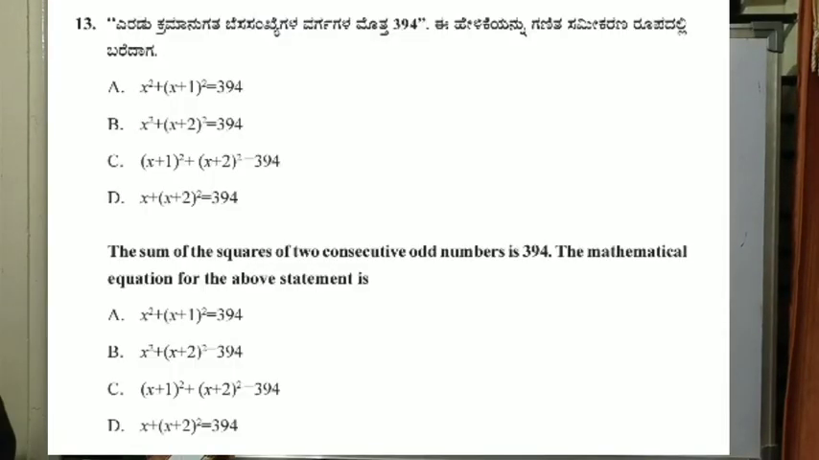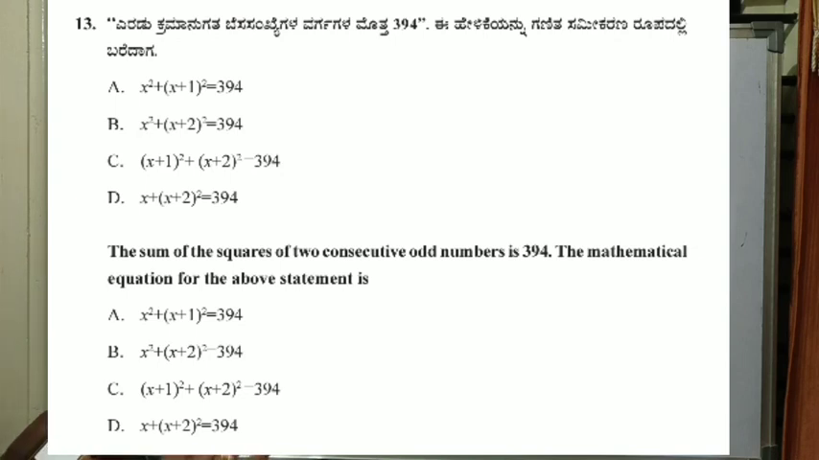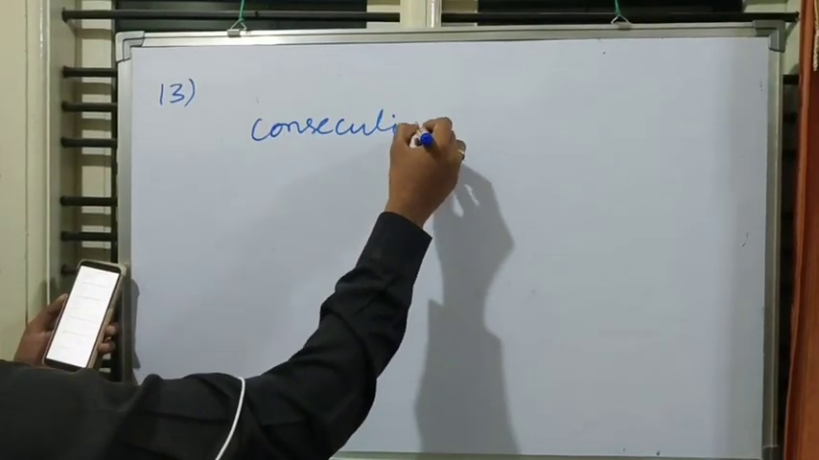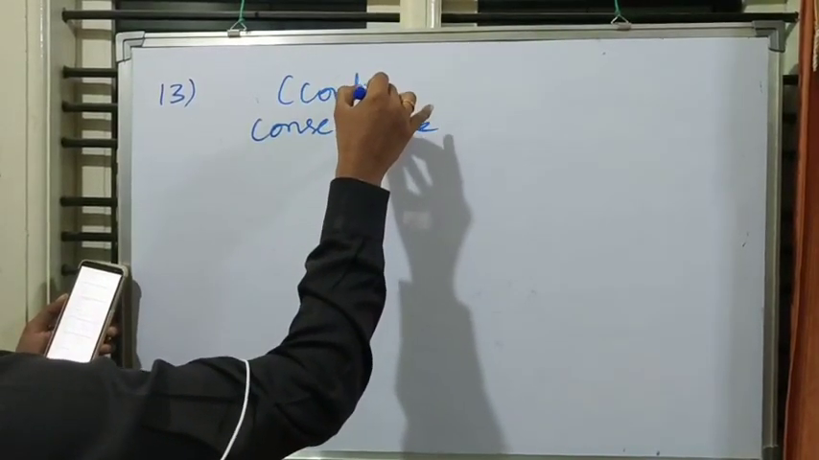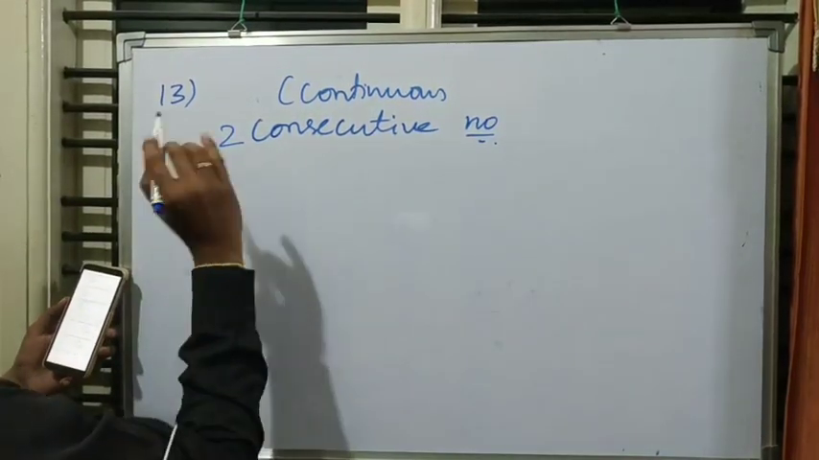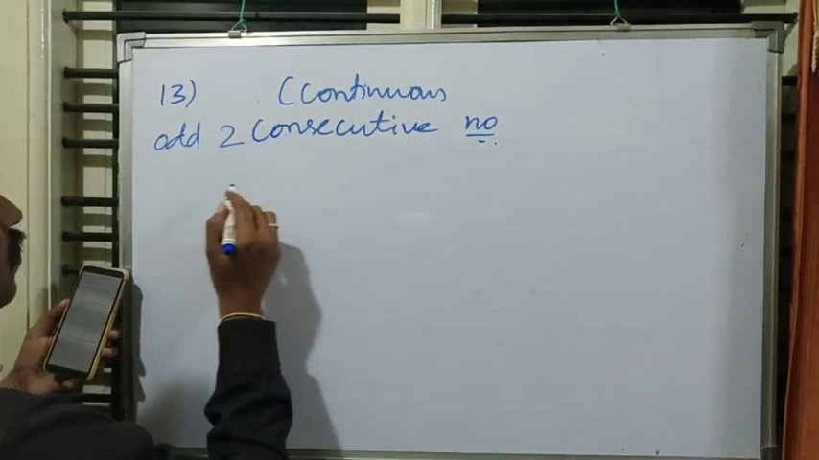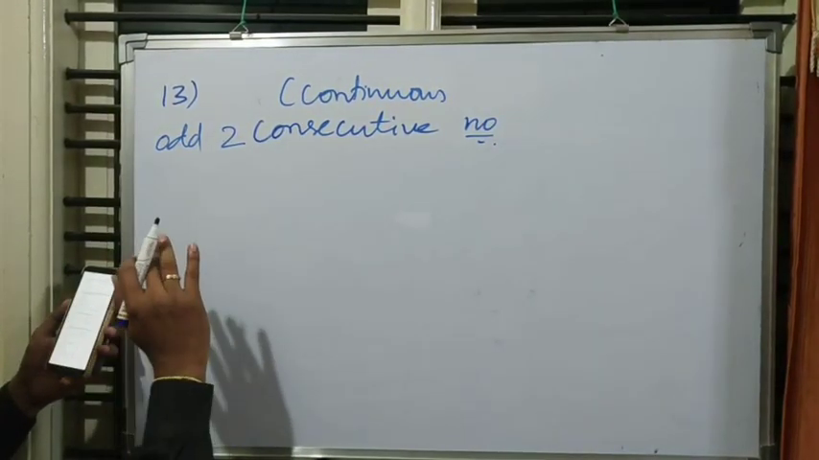Okay, dear students, let us come to the 13th question. Here it is. The sum of the squares of two consecutive odd numbers is 394. The mathematical equation for the above statement is? Now let us see how we can write down the statement. First of all, consecutive numbers. Consecutive means continuous numbers. How many numbers? We want 2 numbers. What type of numbers? Two odd numbers. So we need 2 consecutive odd numbers.